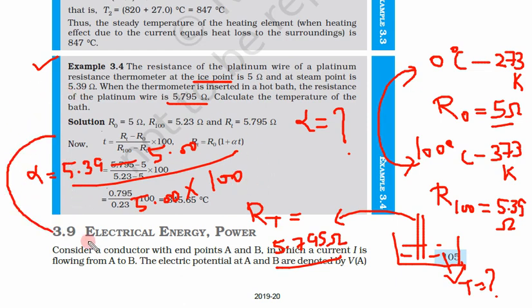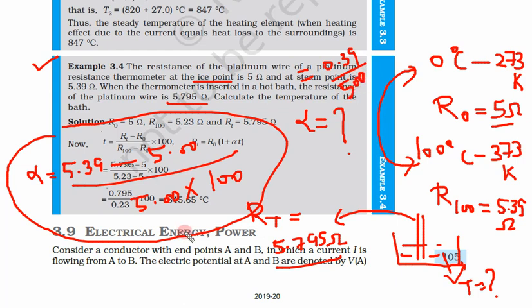So this is the alpha. Even if you take it in Kelvin, this will remain the same. In this way we get alpha. So alpha is simply 0.39 upon 500. Okay, this is alpha. 0.39 upon 500 per degree centigrade or per degree Kelvin. This is alpha.